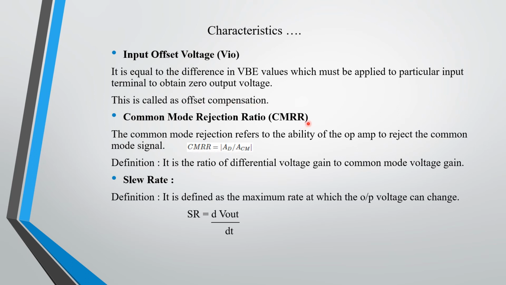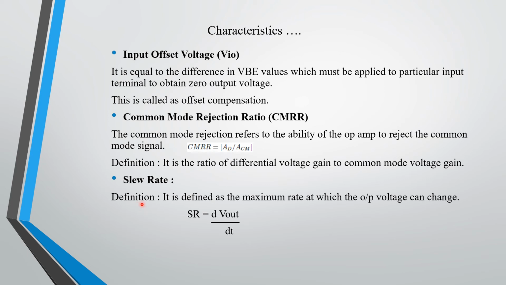Common mode rejection ratio. This is one of the most important characteristics of an operational amplifier. CMRR is the ratio of differential voltage gain to common mode voltage gain. CMRR is equal to AD or ADM divided by ACM. CMRR in decibels we can also find out. In decibel it is 20 log of CMRR.